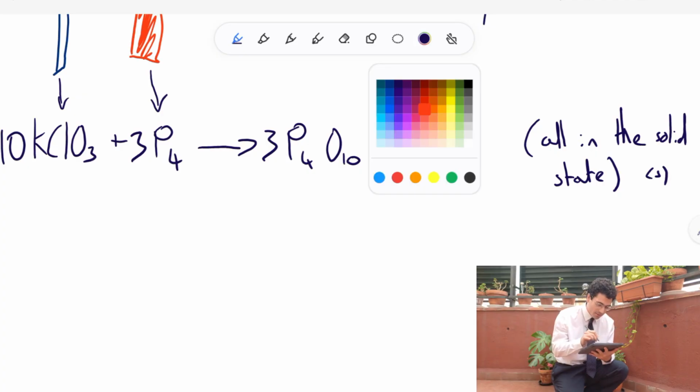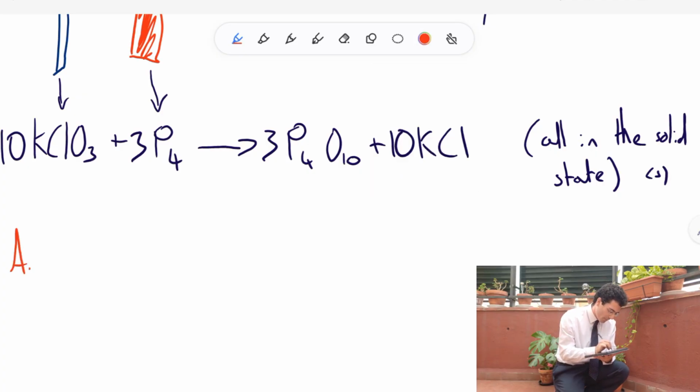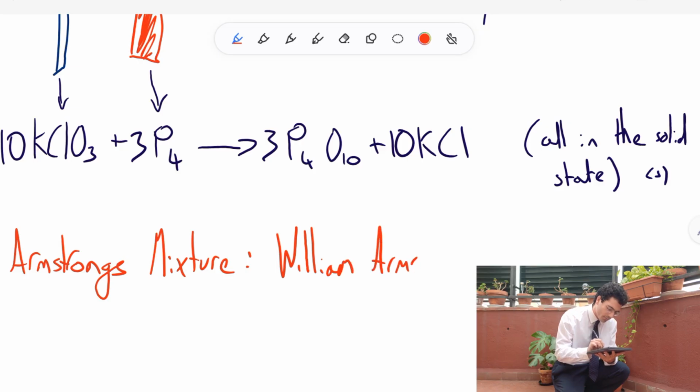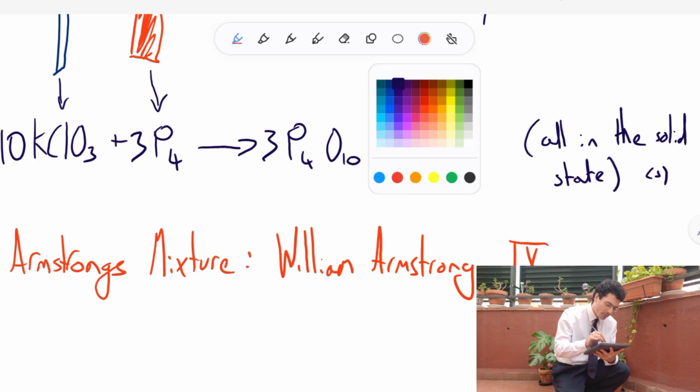So just as a side note, this is Armstrong's mixture, which in sufficient quantities would give a very explosive reaction, just like taking lots of matches and striking them all at the same time. Now, William Armstrong was a 19th century inventor and scientist. So let's go through the balancing mathematics.